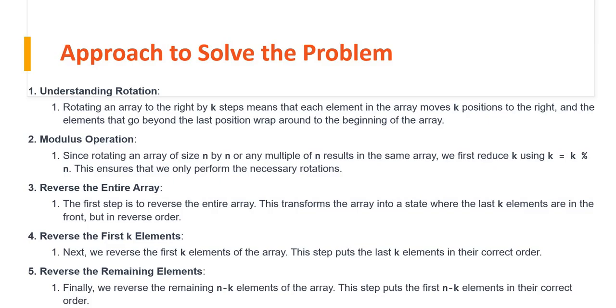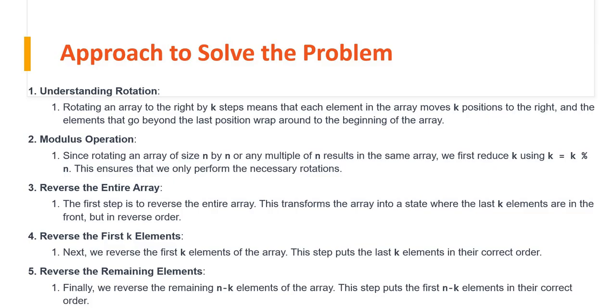Now the next step would be to reverse the entire array. The first step is to reverse the entire array. This transforms the array into a state where the last k elements are in the front, but in reverse order. Next, we reverse the first k elements of the array. This step puts the last k elements in their correct order. The final step would be we reverse the remaining n minus k elements of the array. This step puts the first n minus k elements in their correct order.